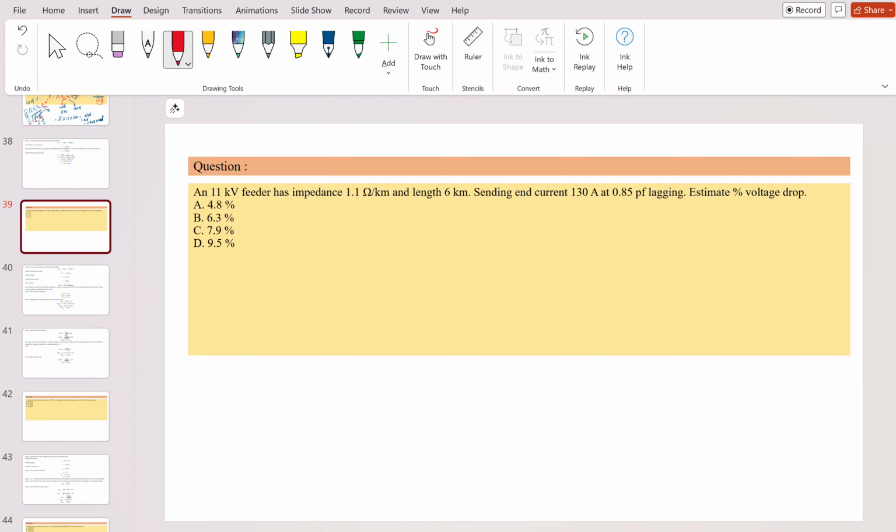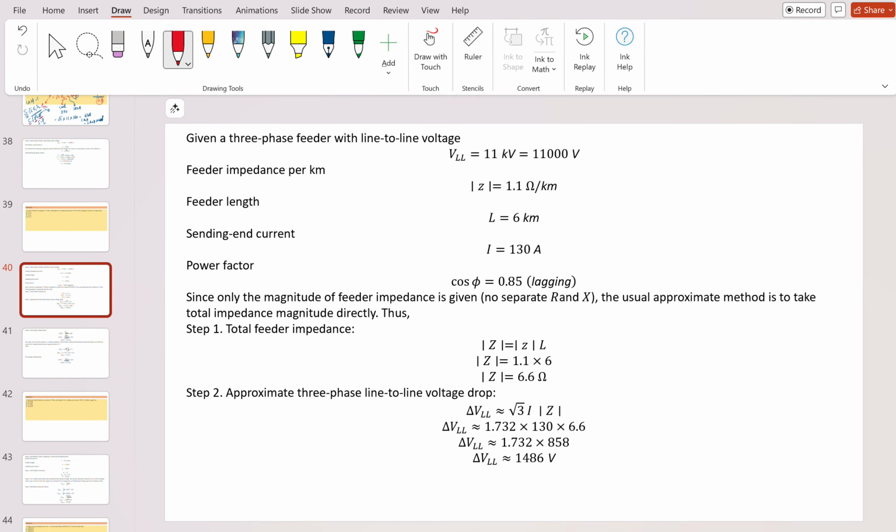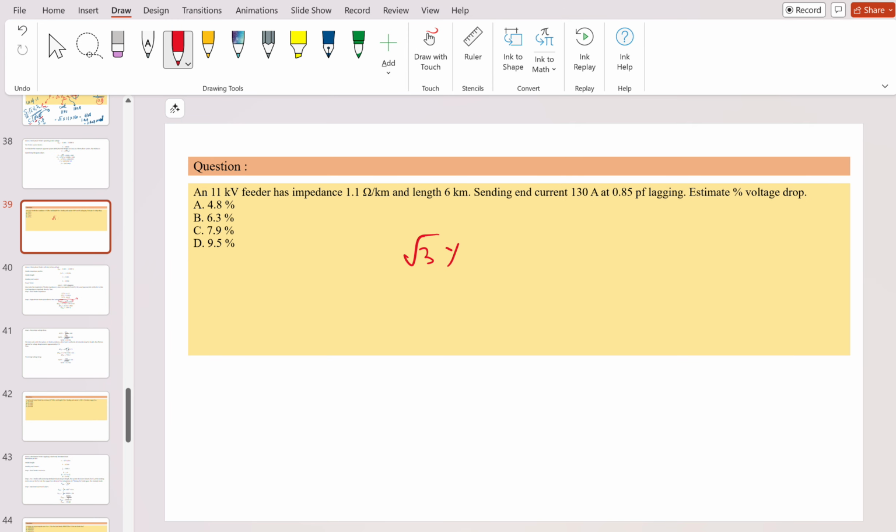Okay, let me give the solution. So we already know the voltage drop in this case. That is root 3 IZ. That is not depending upon the maximum loading. Power factor is not considered here. So that is simply equal to root 3 multiplied by current, that is 130 amps, and what is the Z value? 6 multiplied by 1.1. So that is simply the voltage drop.